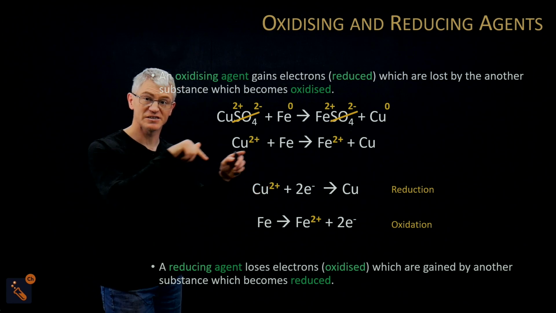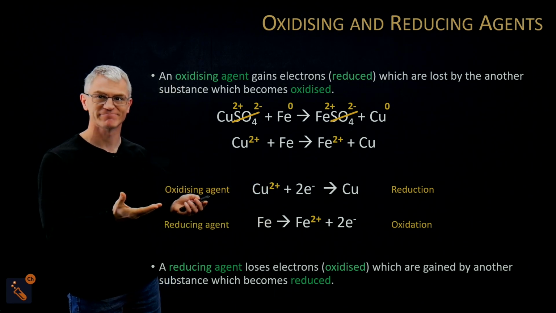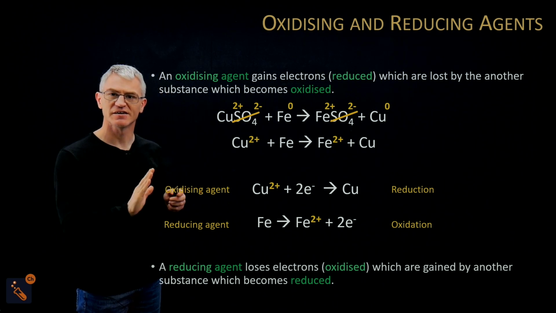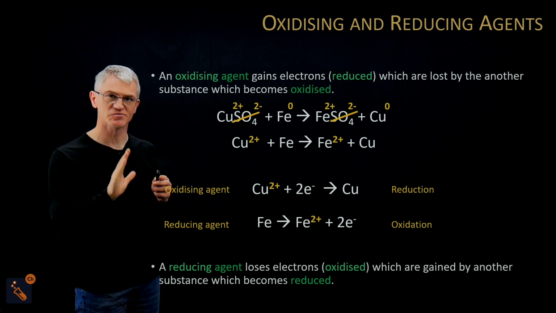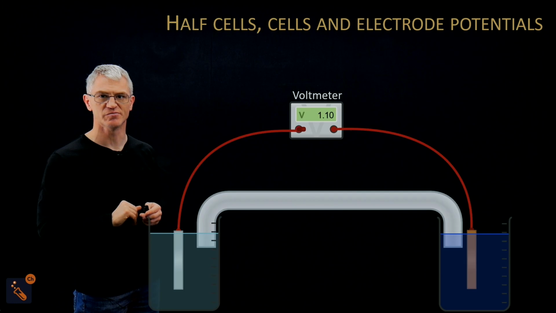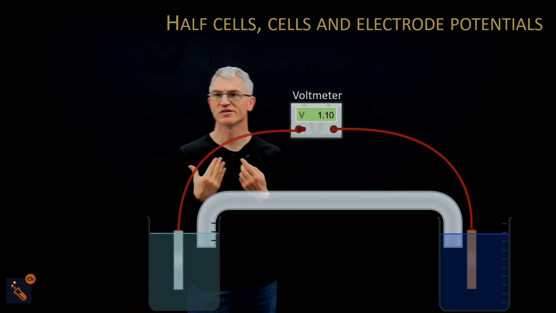And you can see that we are gaining electrons on this one and we are losing electrons on that one. So if it's reduced, it's the oxidizing agent. If it's oxidized, it's the reducing agent. Makes sense? Okay, I hope. Now, we're going to use these terms when we're talking through the electrode potentials and things like that, and it's a good term to remember. So let's have a look at electrode potentials. Very difficult, but I'm going to try and keep it simple.